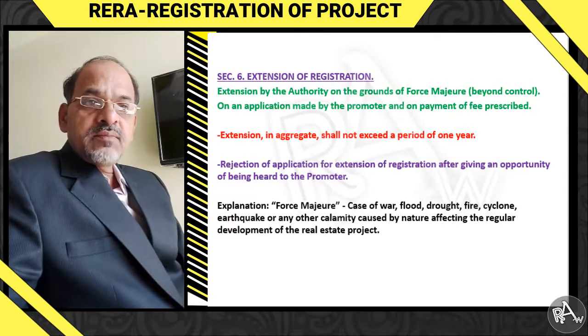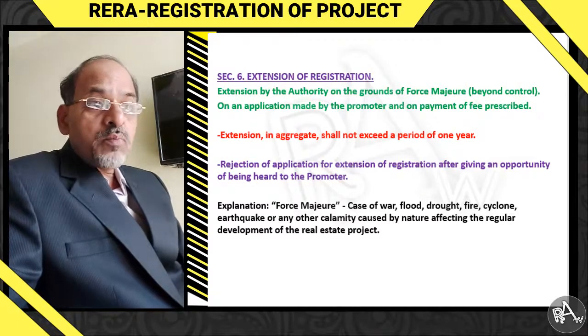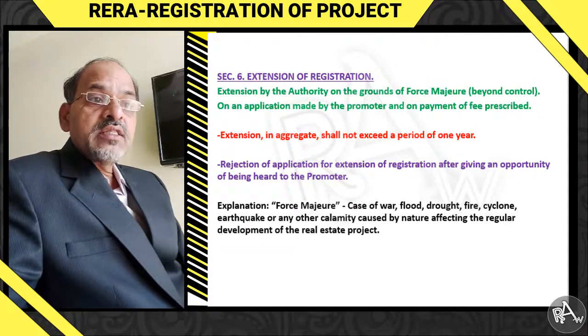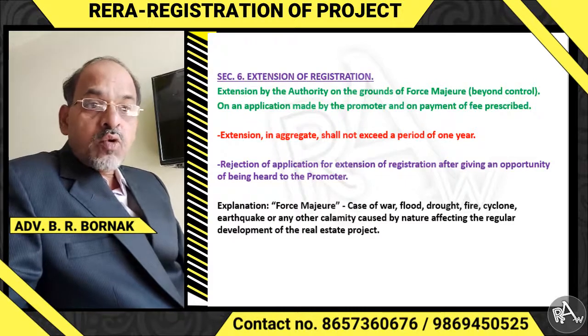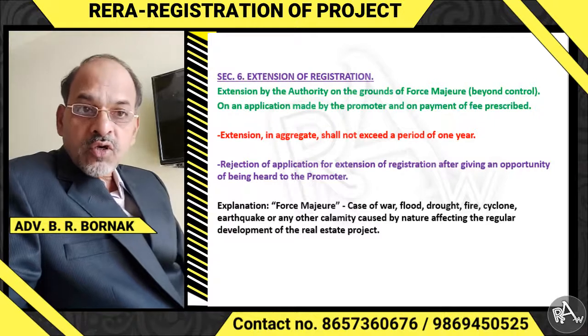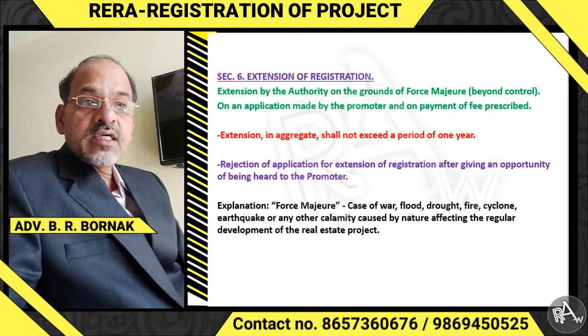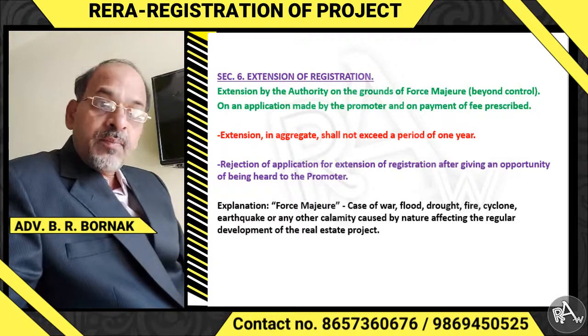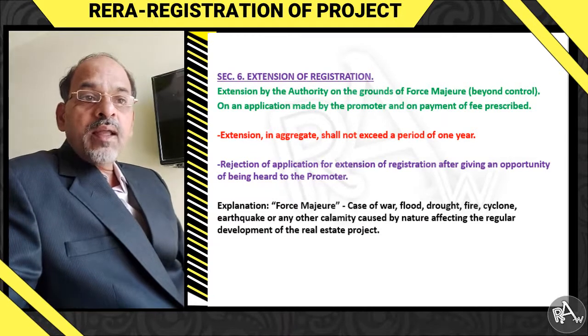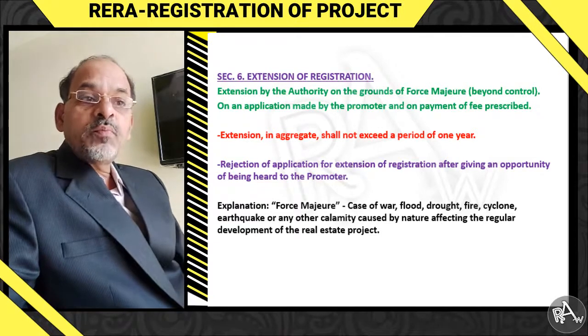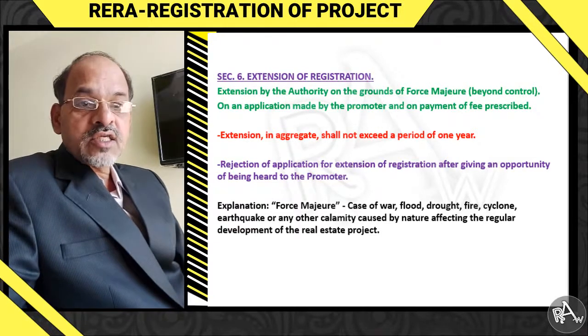Okay, extension by the authority on the grounds of force majeure, that is beyond control of the promoter. If the grounds for delay to complete the project are beyond control of the promoter, that is called grounds of force majeure. In that case, on an application made by the promoter and on payment of fees prescribed, here the promoter will have to apply for extension and he will have to pay the additional fees for extension.